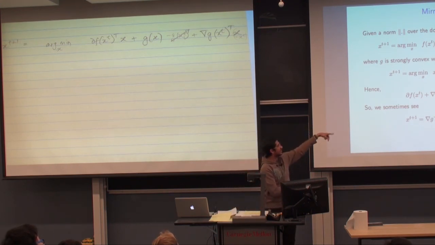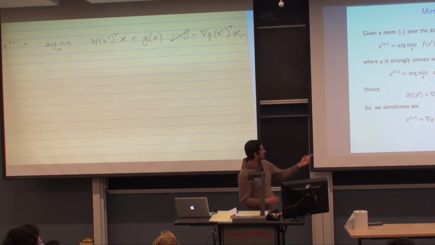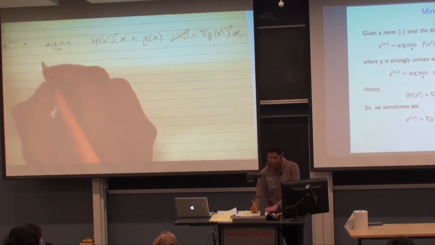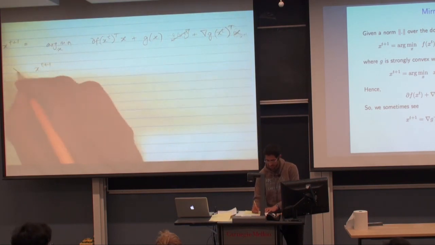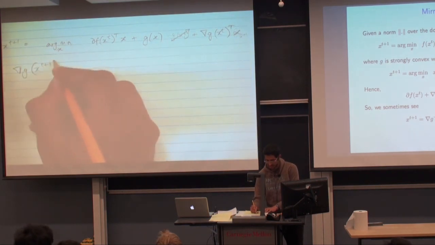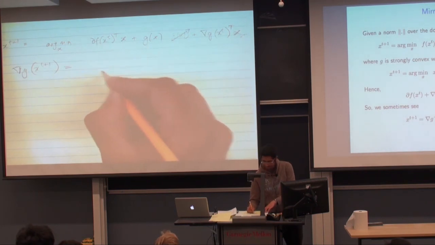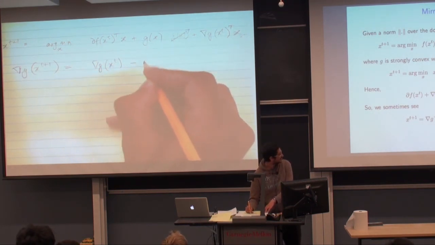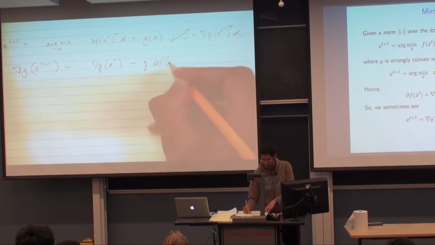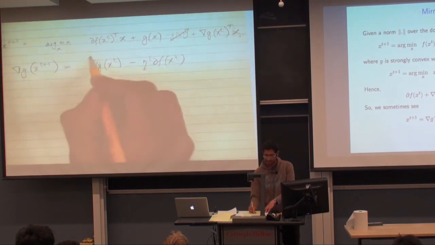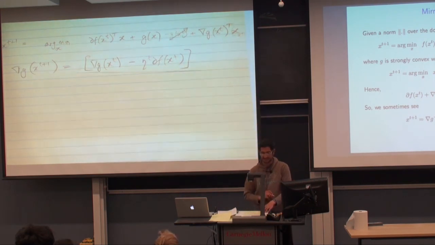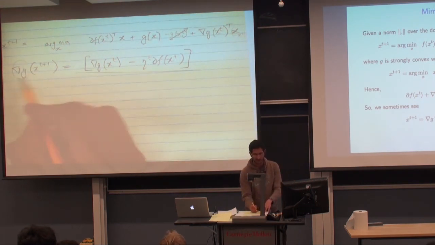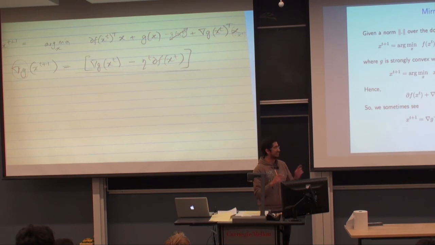Sometimes if you just rearrange the terms, you'd see it written as x_{t+1} is this gradient of g inverse. Maybe I should just write it like this: gradient of g at x_{t+1} is equal to gradient of g at x_t minus eta_t times gradient of f at x_t. So you know this right hand side, and you can talk about x_{t+1} as being the inverse with respect to this gradient of g term.